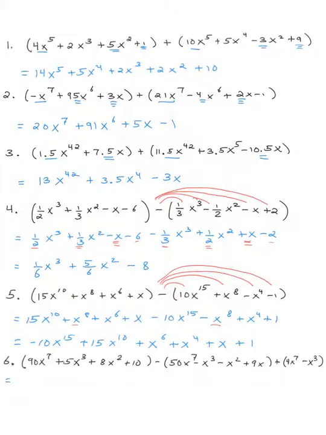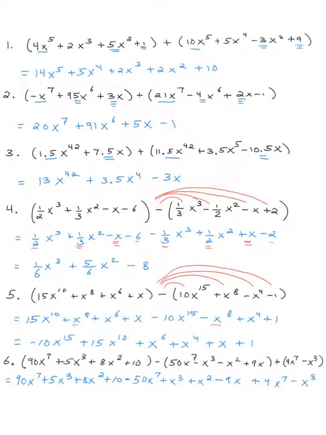That is, you have 90x to the 7th plus 5x cubed plus 8x squared plus 10. Nothing really happened there. But when I distribute the negative, I get negative 50x to the 7th plus x cubed plus x squared minus 9x, and then plus 4x to the 7th minus, it should be a minus x cubed.